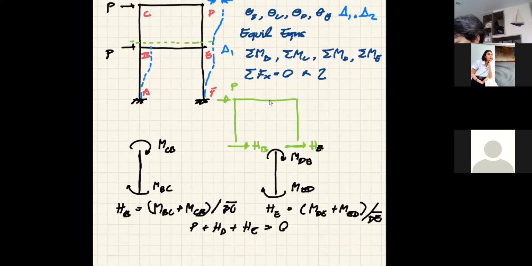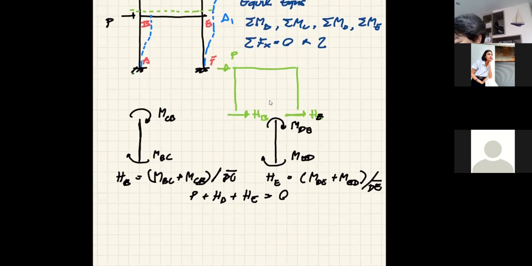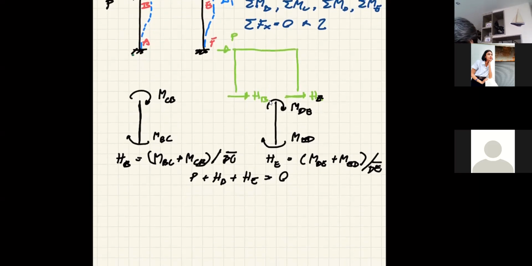And next, that's one more equation. Next is this free body diagram, the entire thing. You can say you cut the free body diagram of the whole, or you don't, okay? So the next is the whole picture.